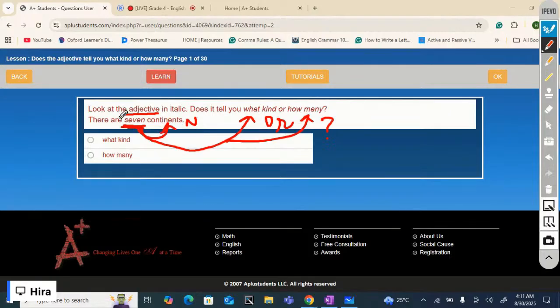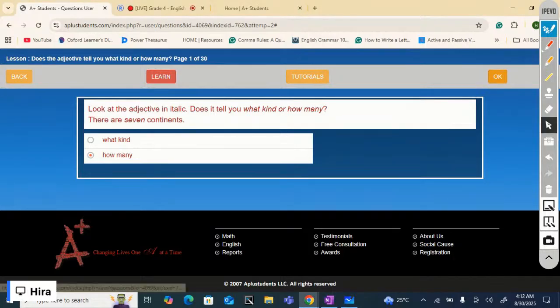Yes, you're right. The number is seven. It's a number. So, it tells about how many they are in number. Seven. So, it answers the question How many? How many continents? Seven. So the correct answer is the second one. How many?